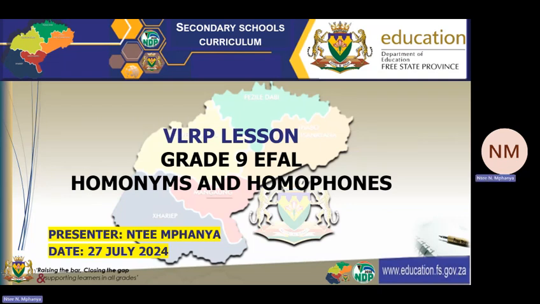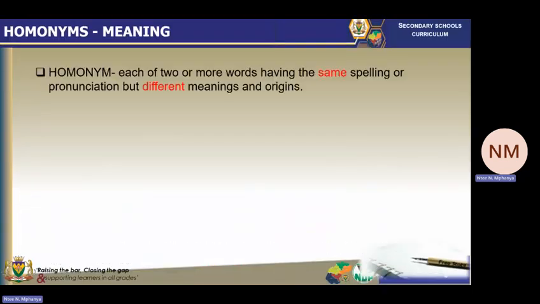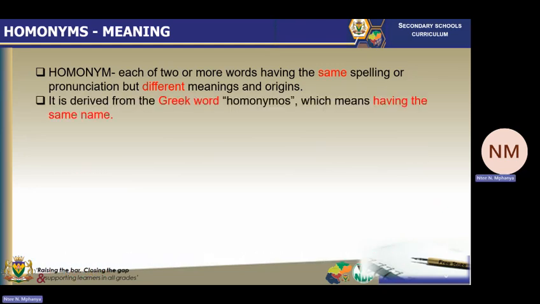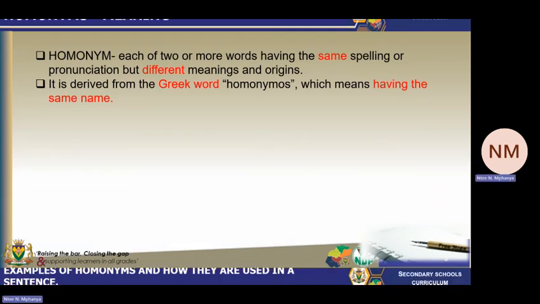And the topics or the skills that we're going to look at today are homonyms and homophones. What are homonyms? A homonym is a word or two having the same spelling or pronunciation but with different meanings and origins. A homonym is derived from the Greek word homonymous, which means having the same name. Let us have a look at examples.